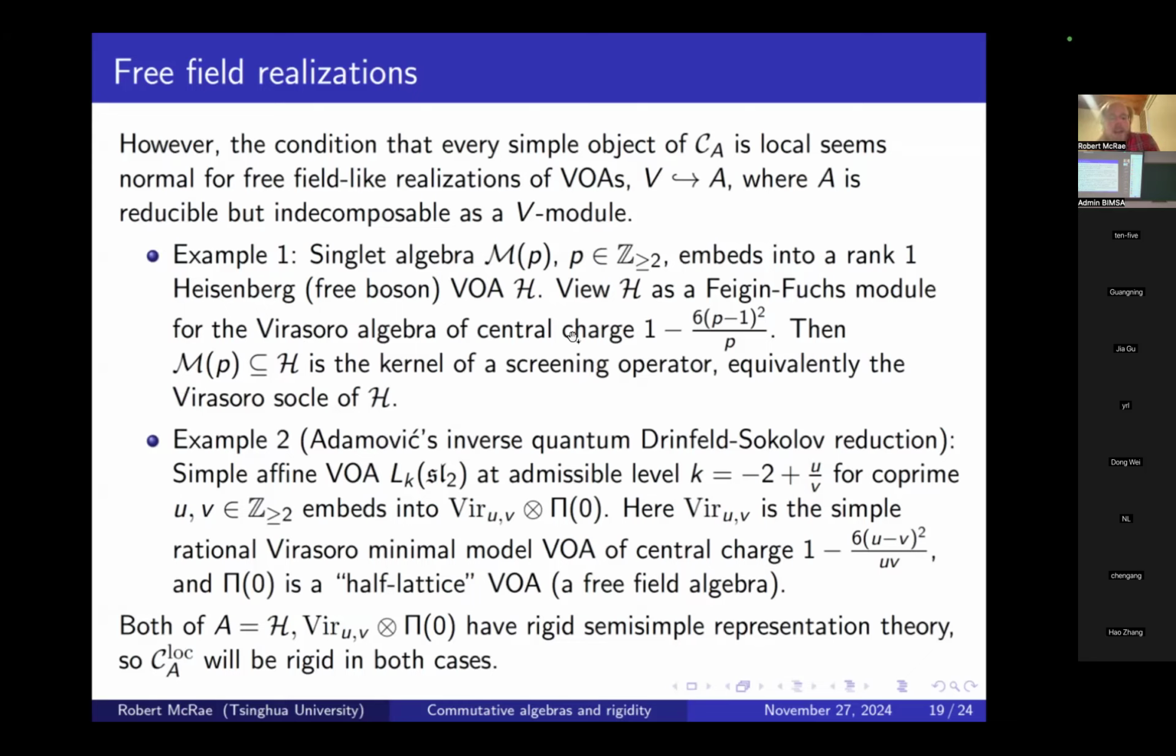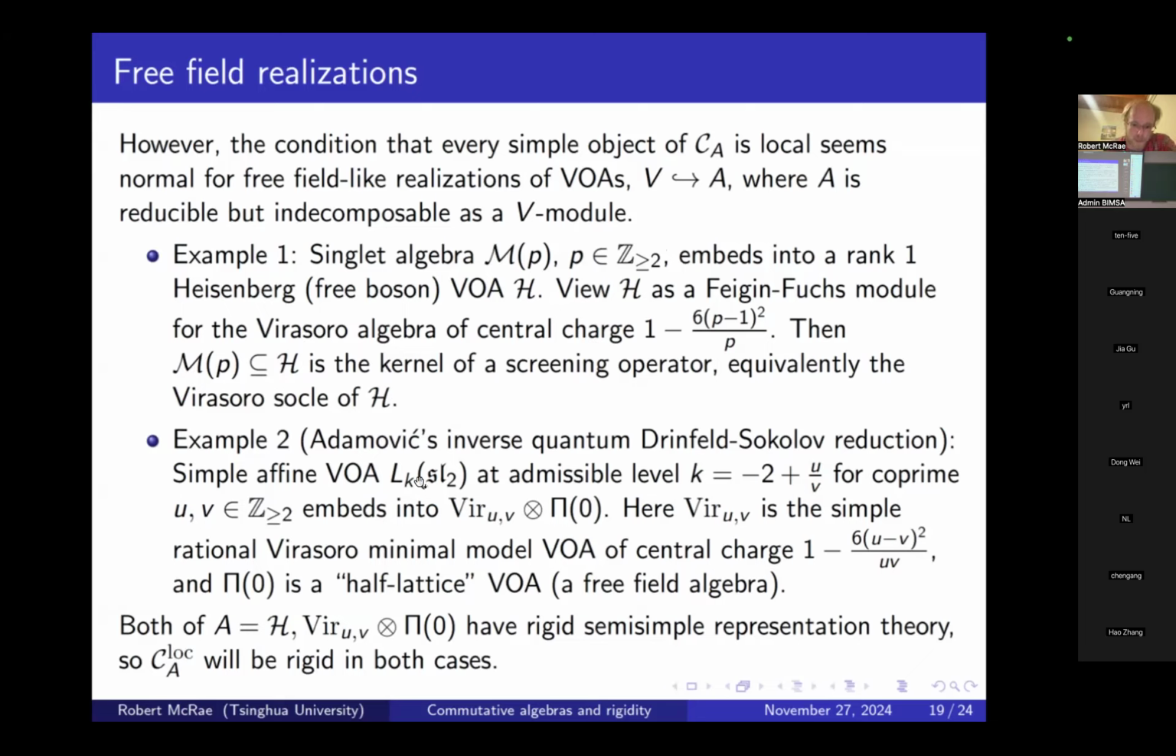Another way of thinking about it is when you view H as a module for the Virasoro algebra of that central charge, it's not semi-simple for the Virasoro anymore. And M(p) is going to be the Virasoro socle of this non-semi-simple Virasoro module. So this is a situation where it turns out that H is an indecomposable module for M(p).